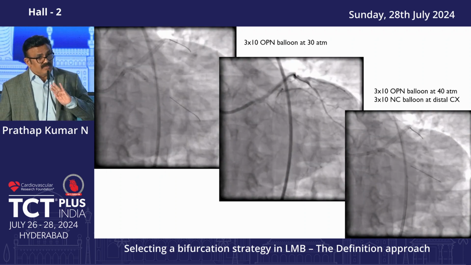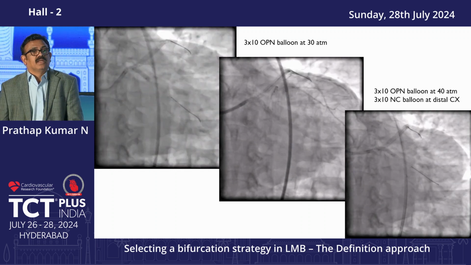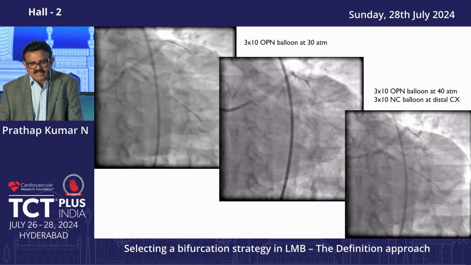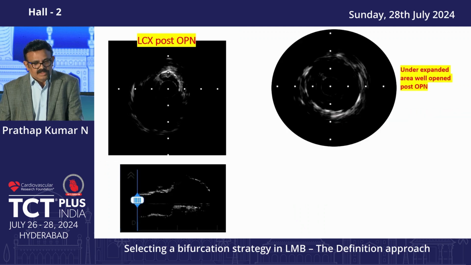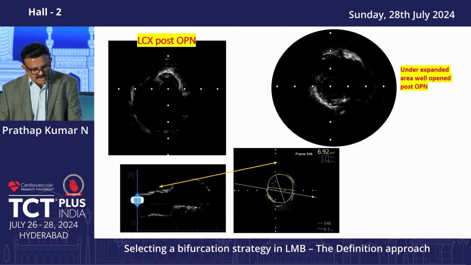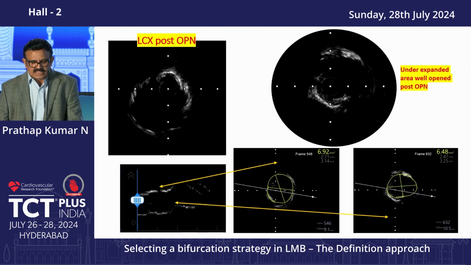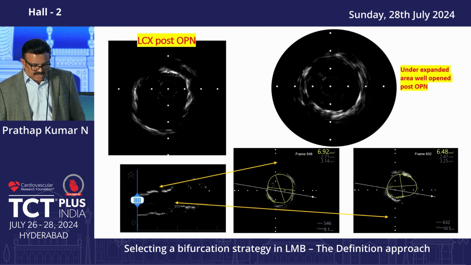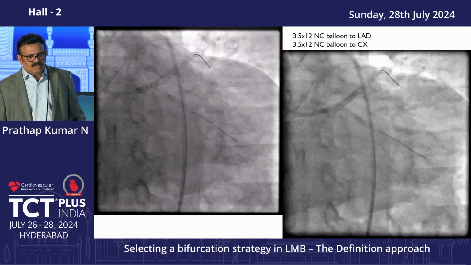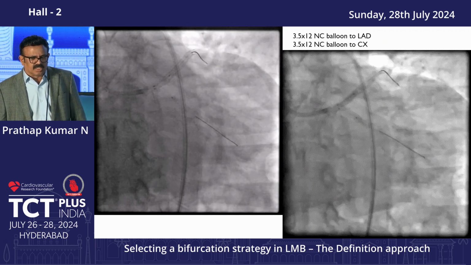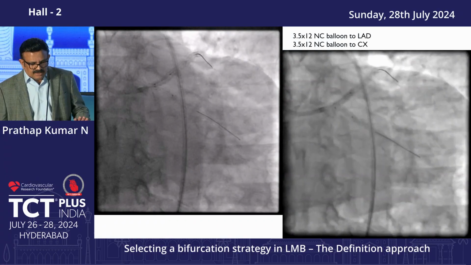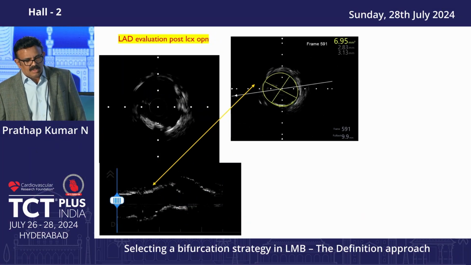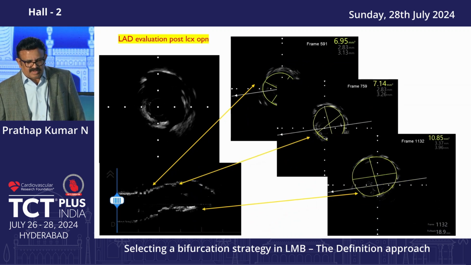So we should prepare very well before using the drug-eluting balloon. 3 into 10 OPN balloon at 40 atmosphere, 3 into 10 NC balloon at distal circumflex. Then I did one more IVUS to understand whether I have done correct or not. Underexpanded area is well opened up. Post-open area, we got 6.94. Then I took a 3.5 into 12 millimeter balloon and did a kissing inflation before taking the IVUS again. Before the drug-eluting balloon, I got a 6.95, 7.19.